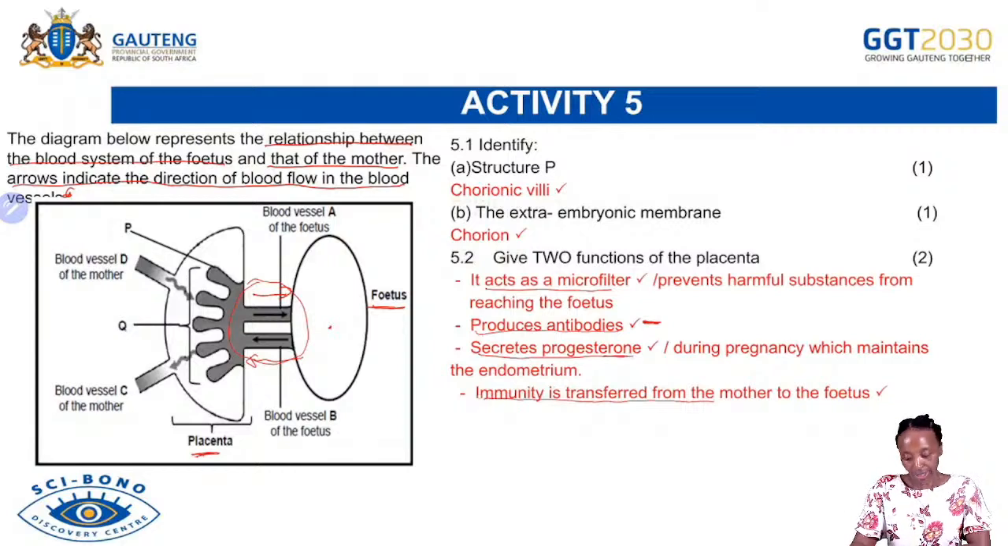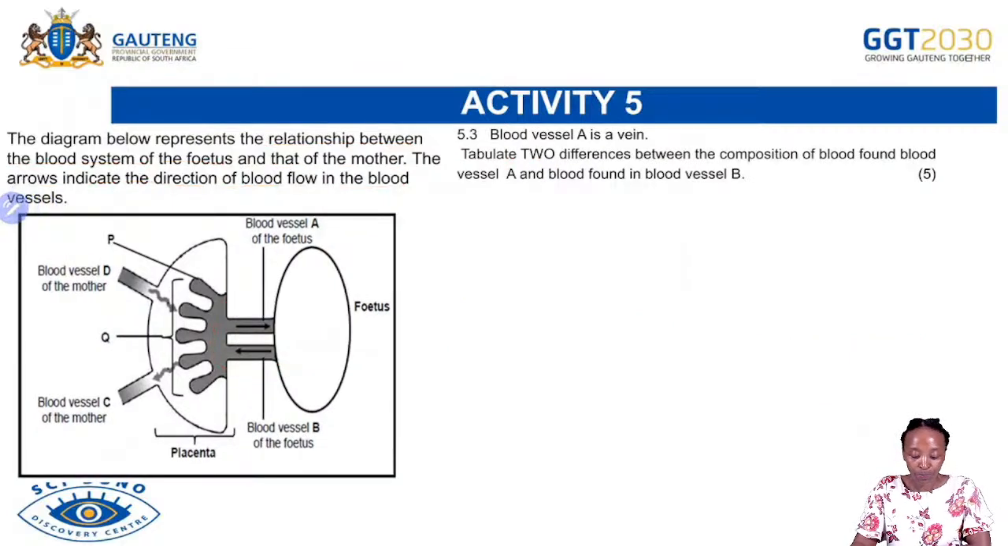Then this is the part 1 of activity number 5. Then part 2 of activity number 5 is that we are told that blood vessel A is the vein. We've already said, because the arrow is going here, this is the vein. So tabulate the differences now between the composition of blood found in A and blood found in B.